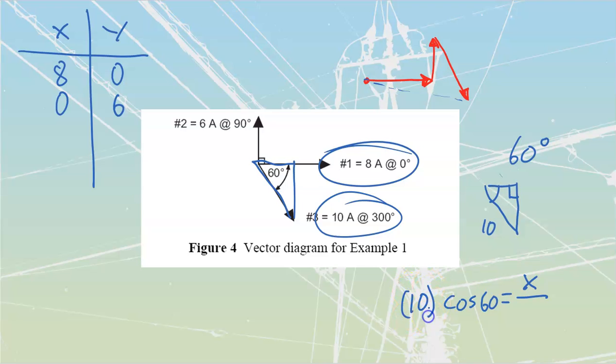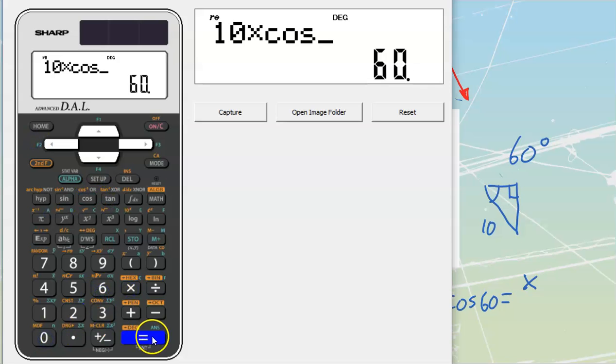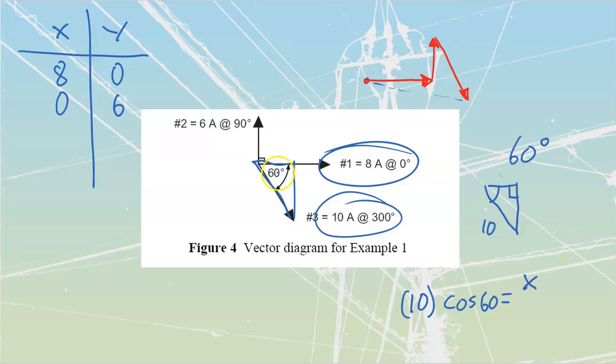And that tells me that if I go 10 times cos 60, I should end up at my value of X. Let's just do that. 10 times cos 60 gives me an X value of 5. So if I take a look at it, I see that it's got a value of 5 going out along here. It's a positive 5. Let's go and do our Y values.